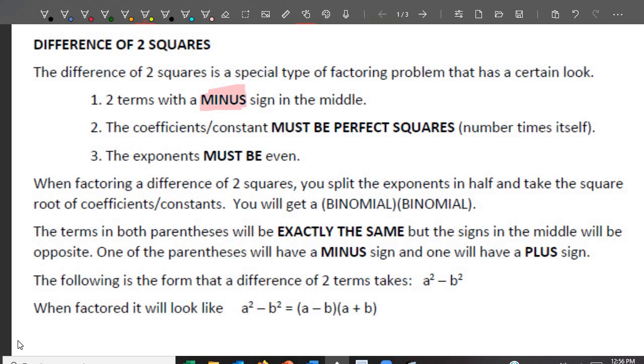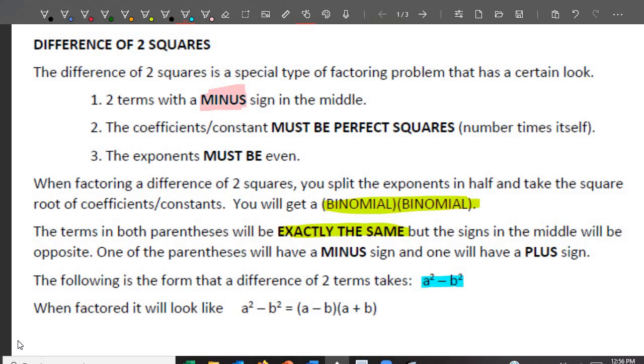Then we're going to take the square root of the coefficients and the constants. What number times itself equals that number? So taking the square root, I'm going to put those in the parentheses. Now, when you factor it, you're going to get a binomial times a binomial. One of the binomials will have a plus sign. One will have a minus sign. The two terms will be exactly the same. All right. So the parentheses are going to look the same, just one's got a minus and one's got a positive. Now, this is what it looks like.